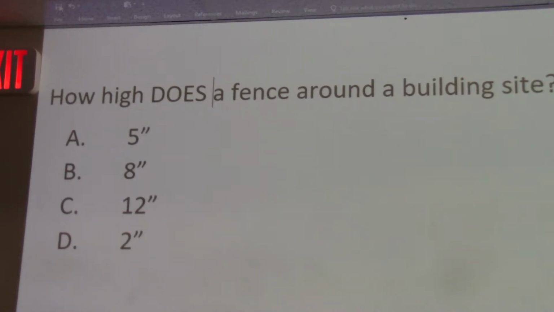But your options here are inches. That's why I was looking and looking. Good catch. I just copied it from the other one.